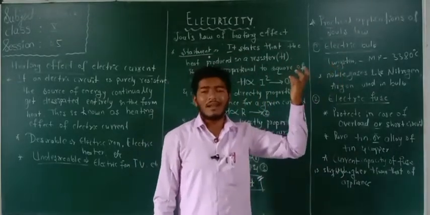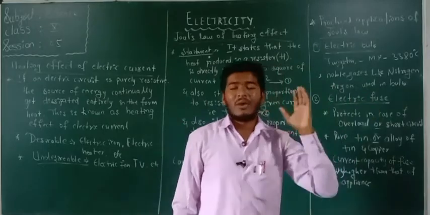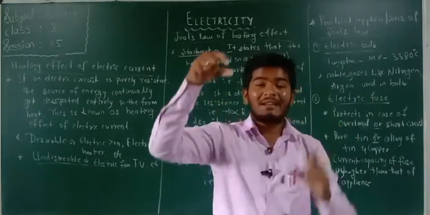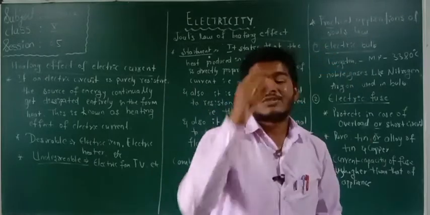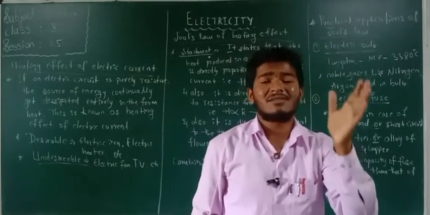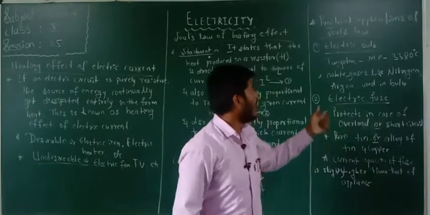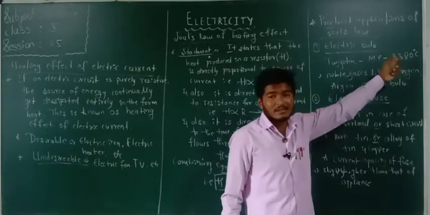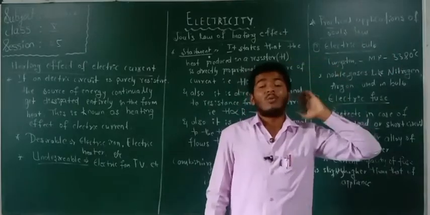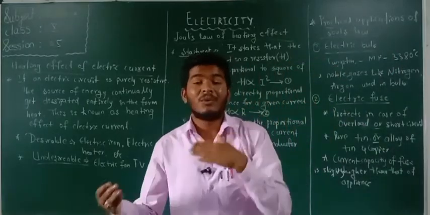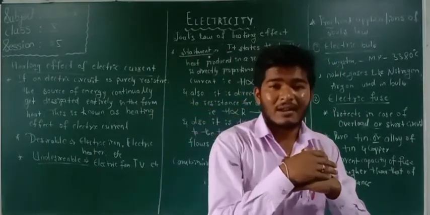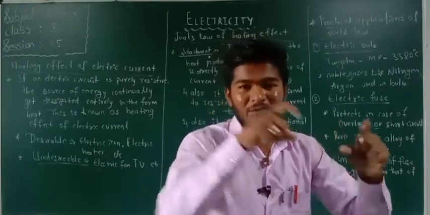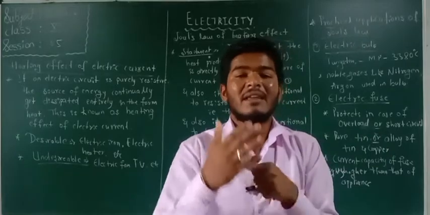What happens when the electric current flows through that circuit, that tungsten conductor? Tungsten has a high resistance, and also it has a high melting point of 3380 degrees Celsius. When the current flows through that high resistance conductor, the tungsten wire will be heated.